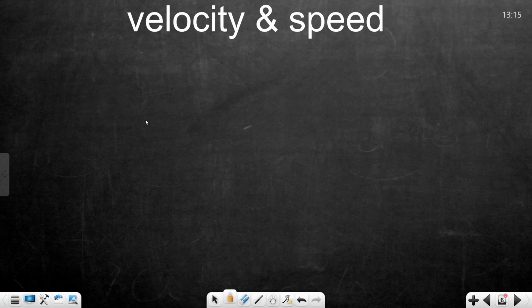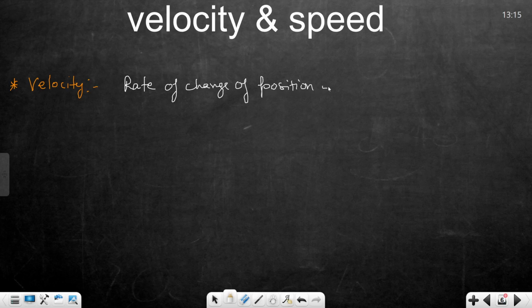बताओ, what does it mean by velocity? Velocity means rate of change of position with respect to time, or you can say the net displacement, or you can say velocity is rate of change of displacement. देखो, change of position is displacement. That means you're talking about delta x. Clear? So velocity क्या होगा? It will be delta x by delta t.